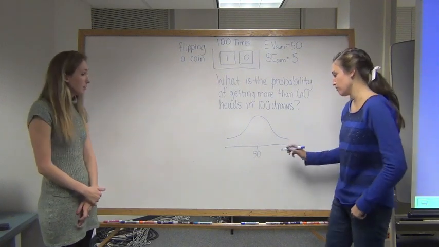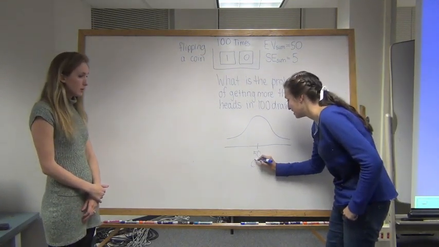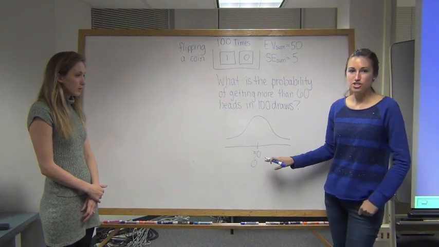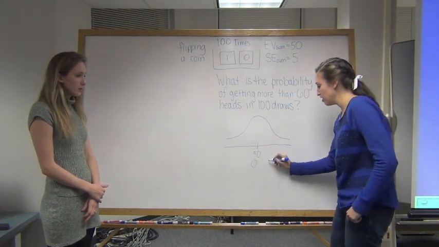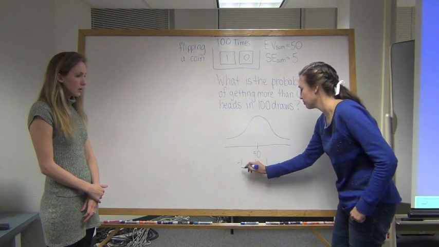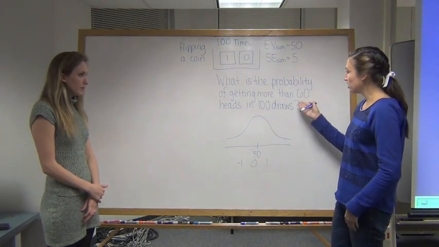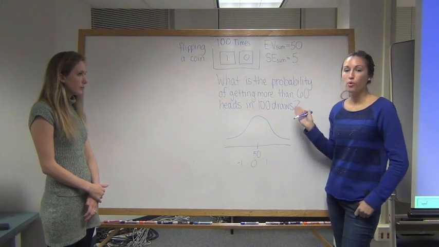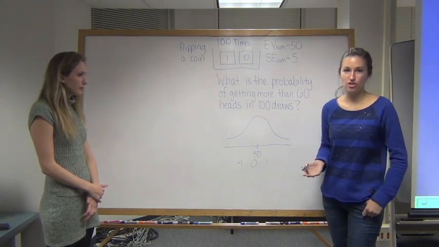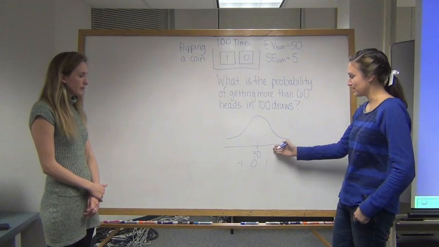Yeah. Z equals 0 is always in the middle. Yes, z equals 0. So now we know we have 0, and then we have 1 on this side, and -1 on this side. That's our classic normal curve that we've seen. But we're interested in the probability of getting more than 60 heads in 100 draws. So where am I going to put that 60?